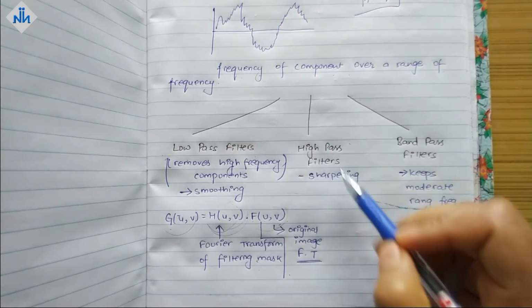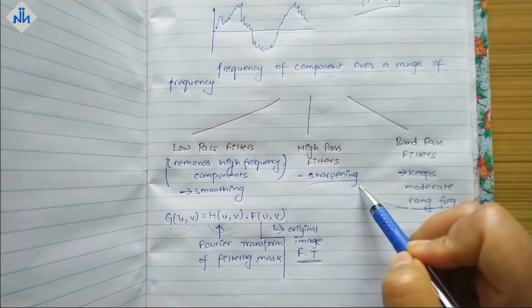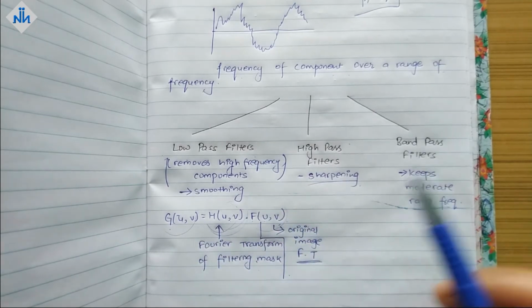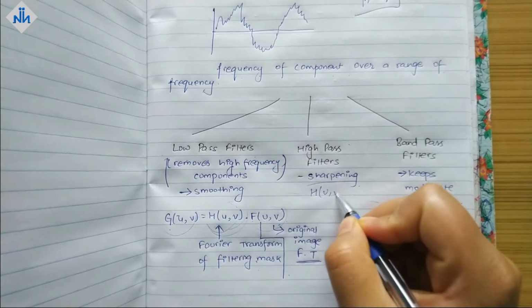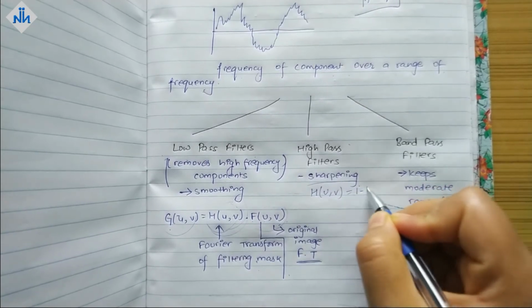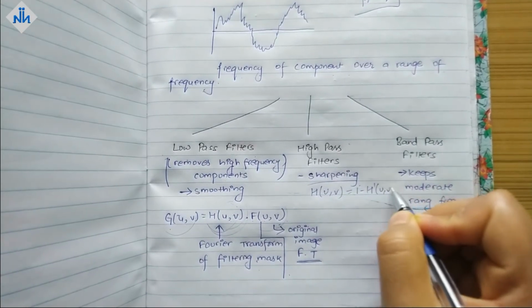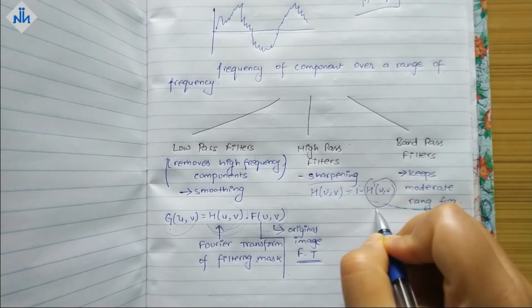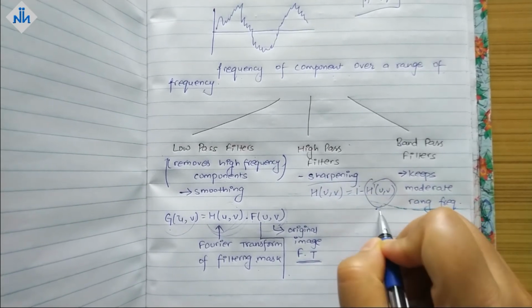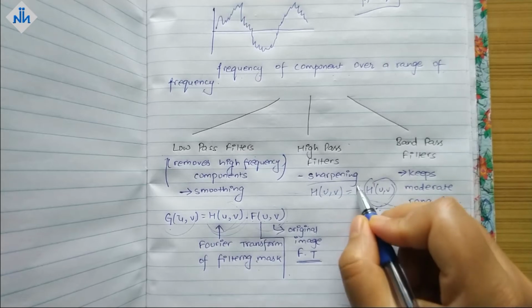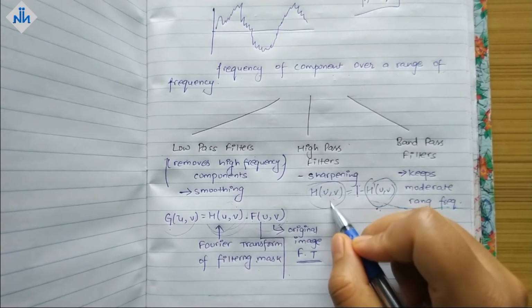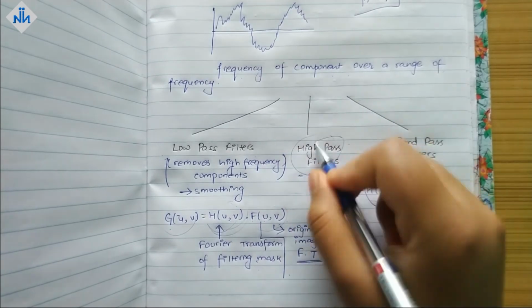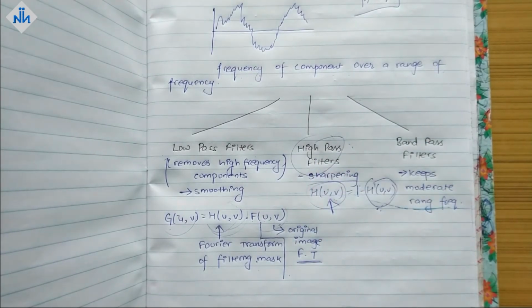In high pass filter we do sharpening, and it is quite similar to this representation. Over here H of UV is calculated by 1 minus H dash of U comma V, where H dash of U comma V is the Fourier transform of the filtering mask. So we subtract it from 1 and then we get the Fourier transform of the filtering mask that we use for high pass filters, and the rest remains the same.